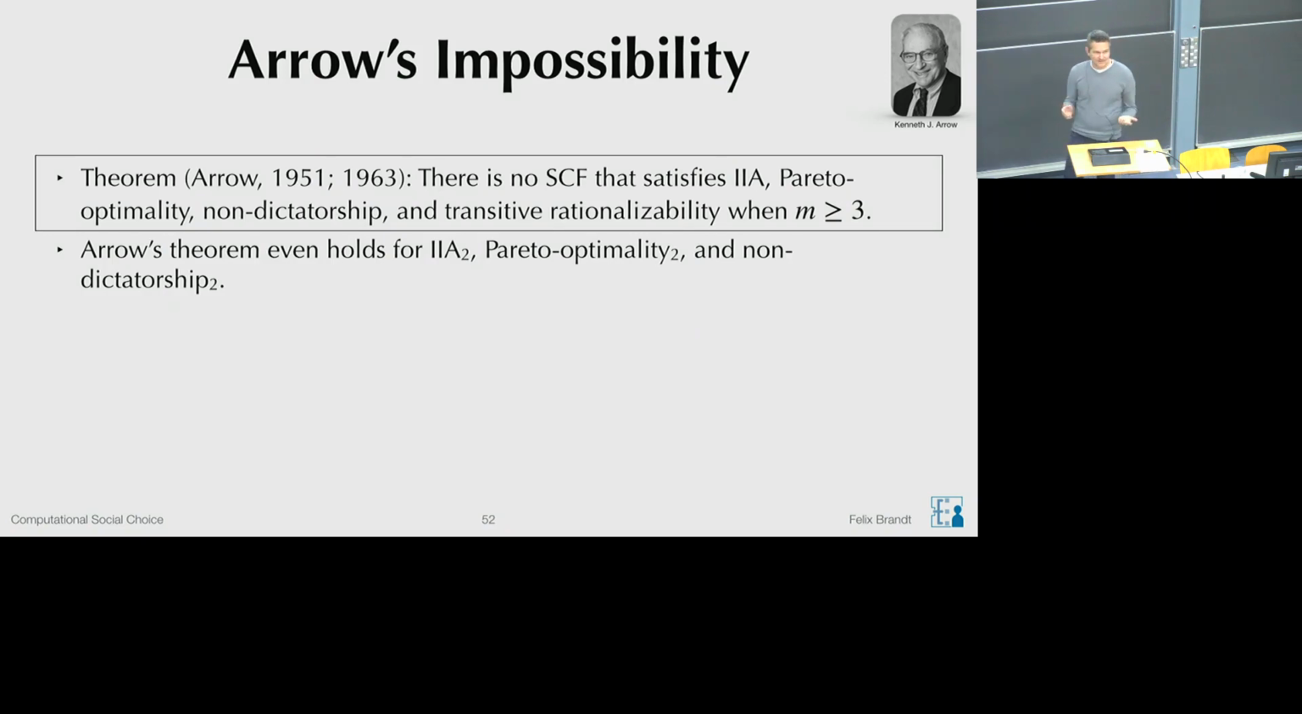So that would be, for instance, one way to get around this negative impossibility theorem, only choose from pairs. Then we can take majority rule, for instance, and all these axioms would be satisfied. So Arrow's impossibility is really a very impressive theorem.